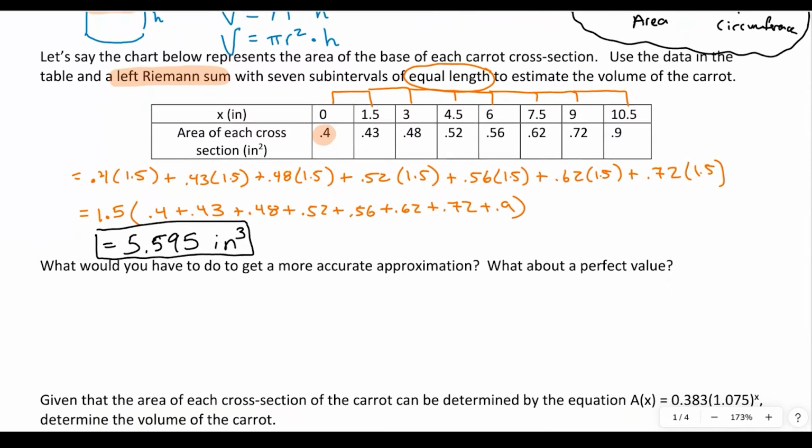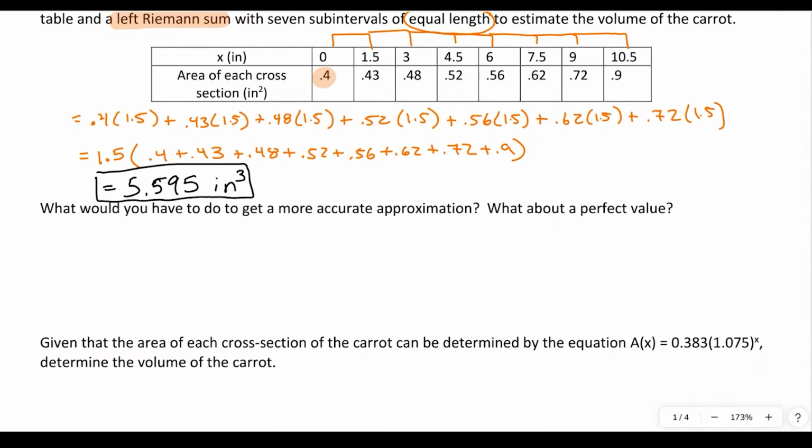So to get a more accurate approximation, we want to have more cross sections. Okay, the more cross sections you have, the more accurate your estimate will be. In other words, you want to have smaller intervals. More pieces.